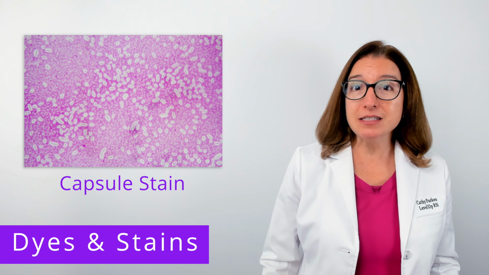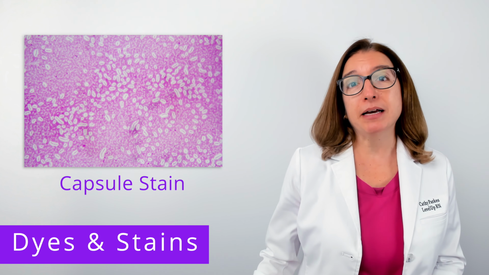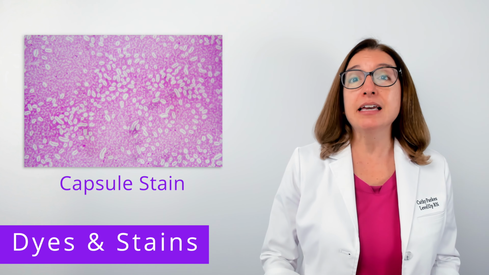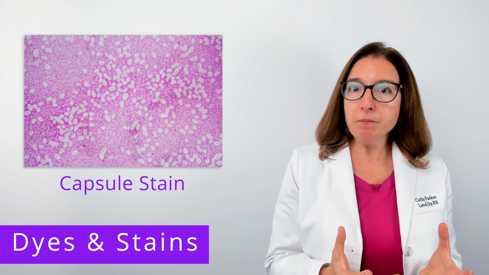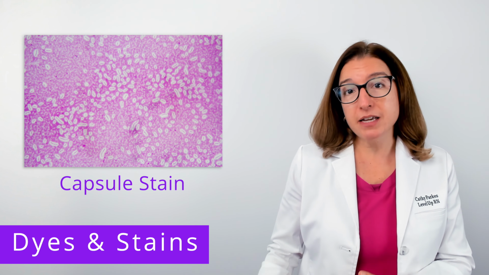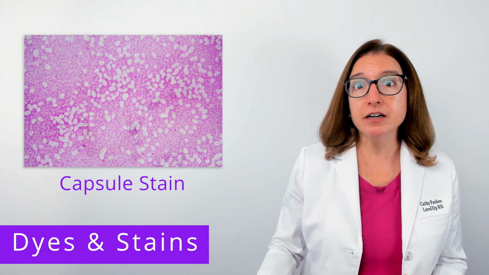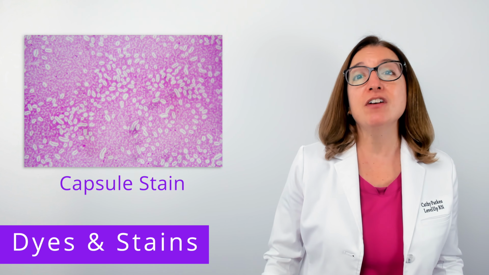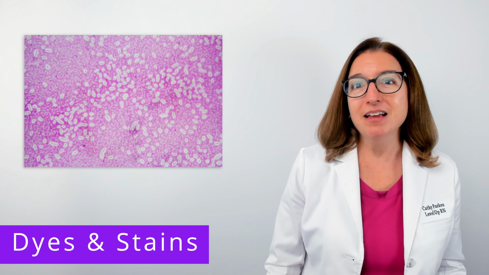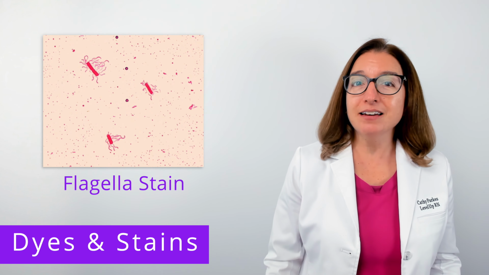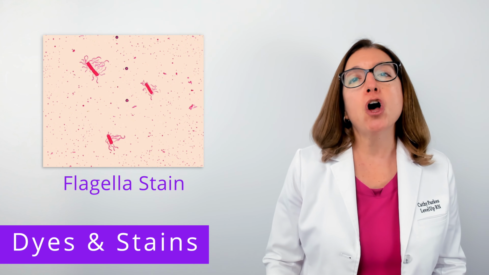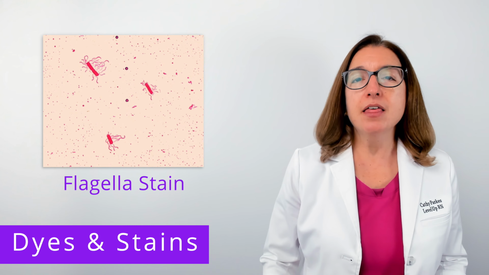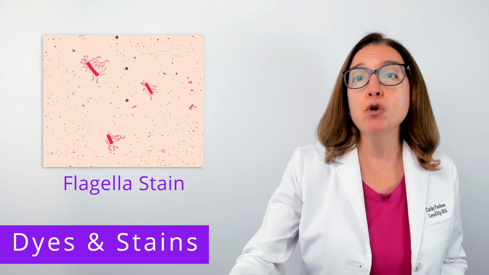A capsule stain is used to identify bacteria that have a capsule. So that's a protective outer structure on the cell that allows for protection as well as adherence to surfaces and evasion of the immune system. And then a flagella stain allows for visualization of flagella, which are long whip-like structures that allow bacteria to move.